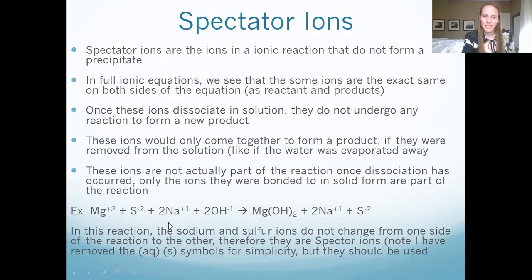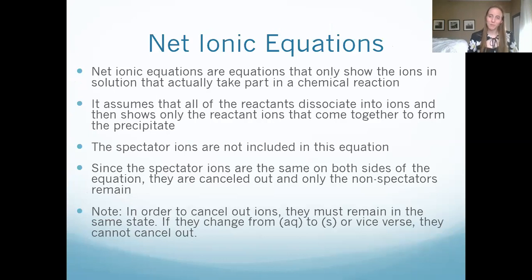And you can see here that I have 2 Na+ on both the reactant and product side. I also have an S 2- on both the reactant and product side. Those two ions are our spectator ions. And then when we create a net ionic equation, it's essentially just canceling out those spectator ions. We don't include them in the final net ionic equation because they don't make a new product once you've dissociated them in solution.